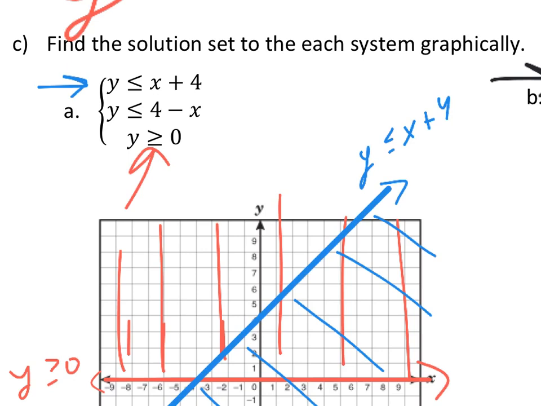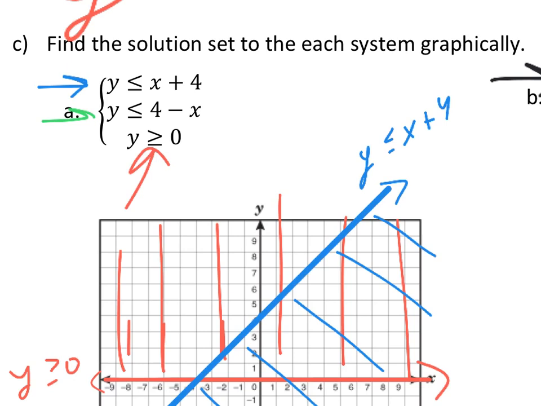So far, I can clearly see that if I was done, the solution would be where both of those 2 colors are on top of each other, where the shaded regions are mixing or crossing. But I'm not done. I do have one more. So the last inequality is this one here.